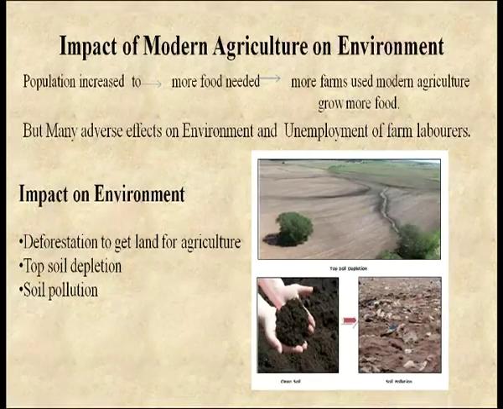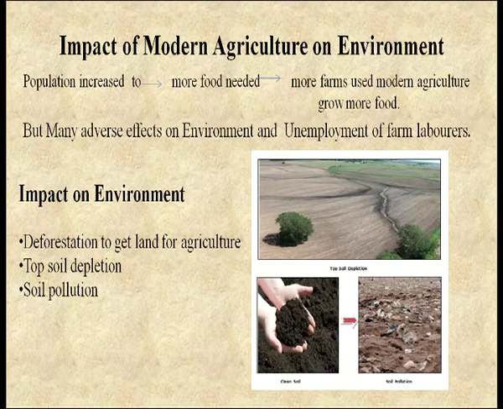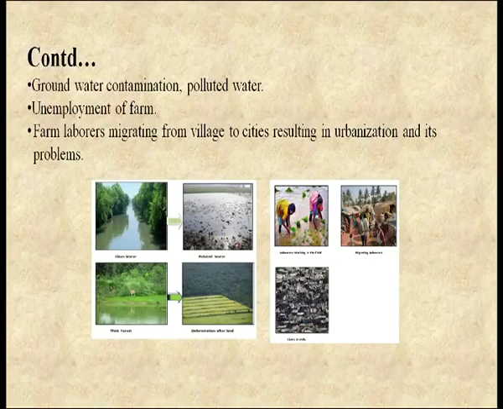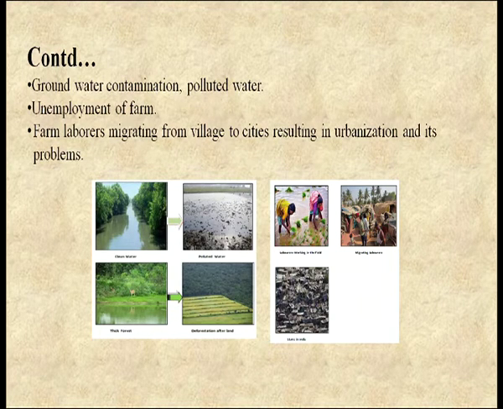Now come to the impact of modern agriculture on environment. Population increased, more food was needed, more farms used agriculture to grow more food, but there were many adverse effects on environment and unemployment of farm laborers. Come to the impact on environment: deforestation to get land for agriculture, topsoil depletion, soil pollution, groundwater contamination, polluted water, and unemployment of farm laborers migrating from villages to cities, resulting in urbanization and its problems. The next slide shows different tools and implements and expansion of irrigation facilities.